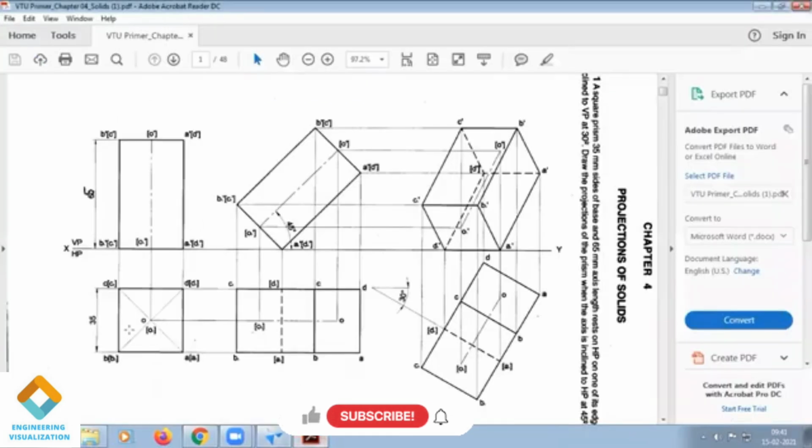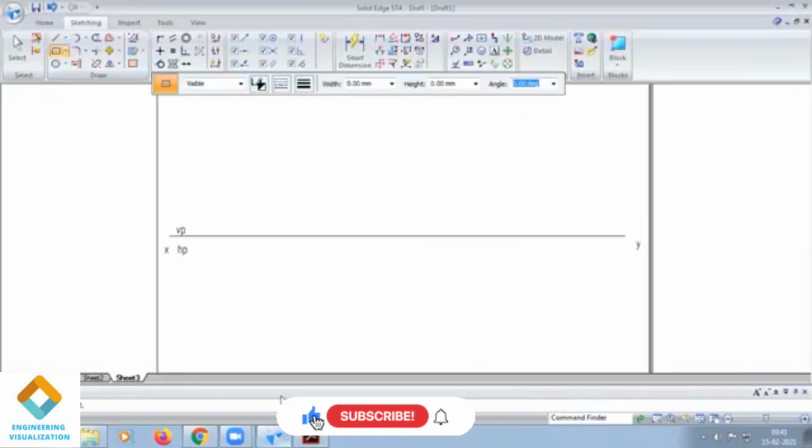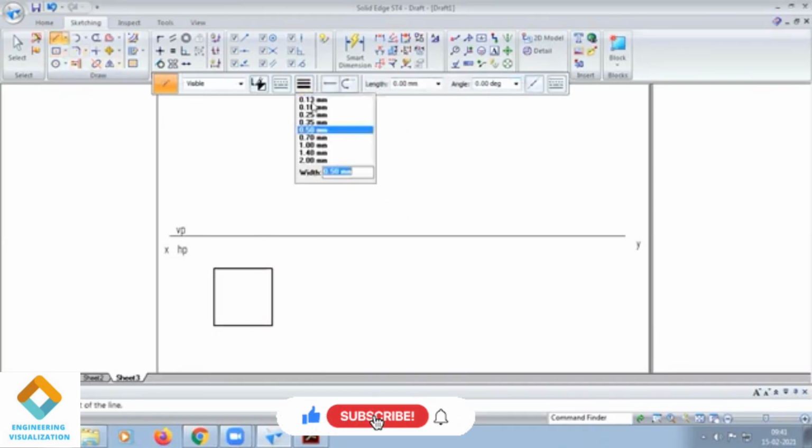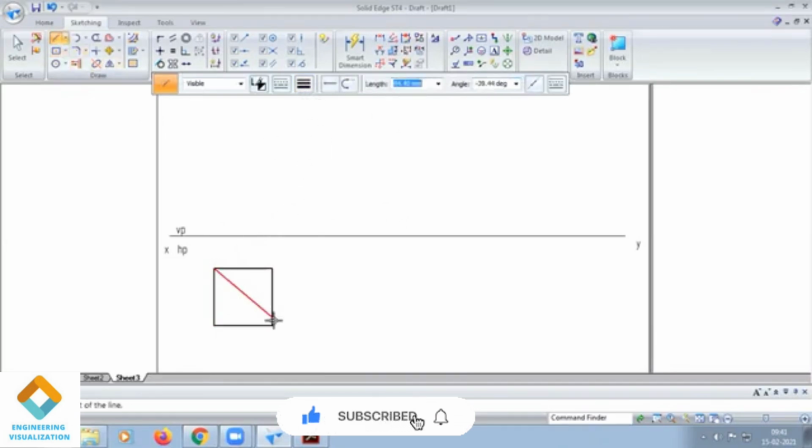So first position is in square of dimension 35. So thickness it is 0.50. Okay. So after this, we have to draw the diagonal lines to find out the center of the axis. Okay. So these lines have to be thin lines in case of prism.